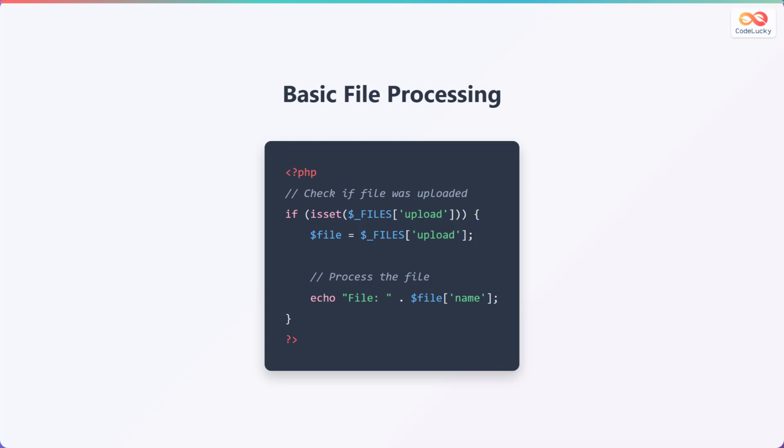Here is a basic example of how to access the information stored in the $_FILES array. First, you should check if the file has been uploaded using the isset function. If the file has been uploaded, you can assign the $_FILES array value to a variable. Then, to process the file, you can access its various array keys like name. As shown, you can print the name of the file.